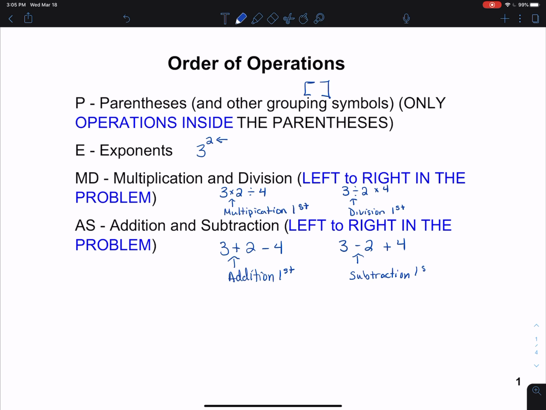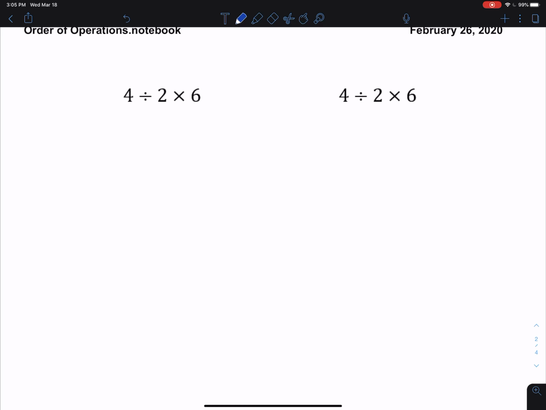If we have 4 divided by 2 times 6, remember, we're going to follow the order of operations. Please excuse my dear Aunt Sally. I'm going to put arrows underneath the multiplication and division and addition and subtraction steps to remind myself that I need to go left to right in the problem. So the P stands for parentheses. There are no parentheses. The E stands for exponents. There are no exponents. The M and D stands for multiplication and division, and this problem does have both of them. So I need to go left to right in the problem.